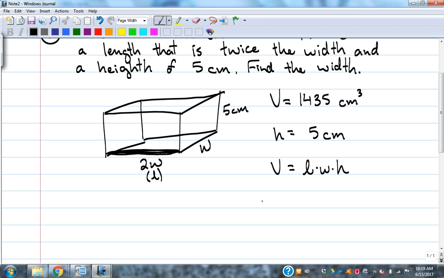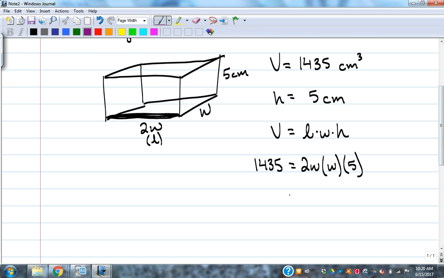We know that the volume is 1,435. The length is 2W. The width, we don't know. That's what we're looking for. But we do know that the height is 5. So we've got a number on one side and then a couple of W's multiplied together on the other side and then a couple of numbers. If I simplify the right-hand side, 2 times 5 is 10. What's W times W? W squared. And then over here, we still have 1435.